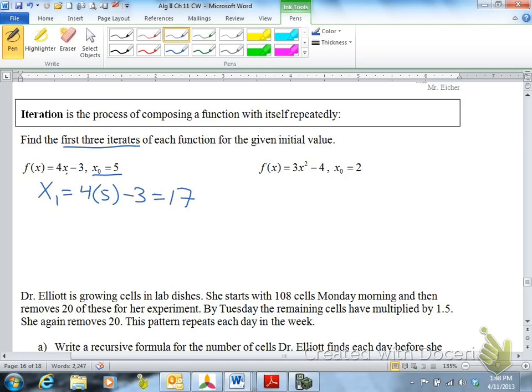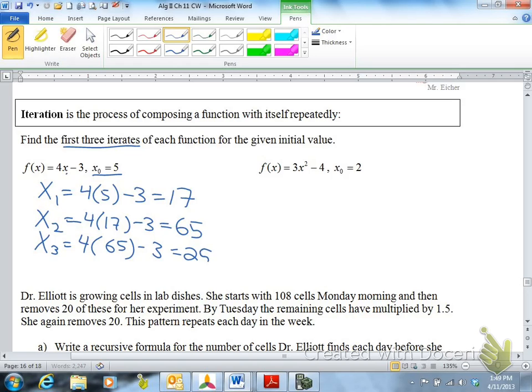The second iterate, you plug what you just got into the function. Second iterate is 4 times 17 minus 3. So that's 68 minus 3 is 65. And to find the third iterate, you take what you just got, 65, and you plug it into the function, which is 260 minus 3 is 257. So the first three iterates: 17, 65, 257.